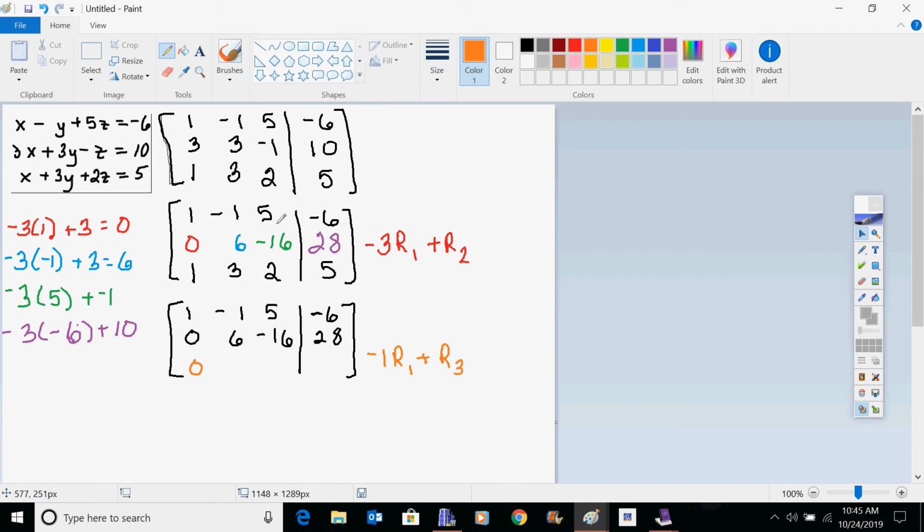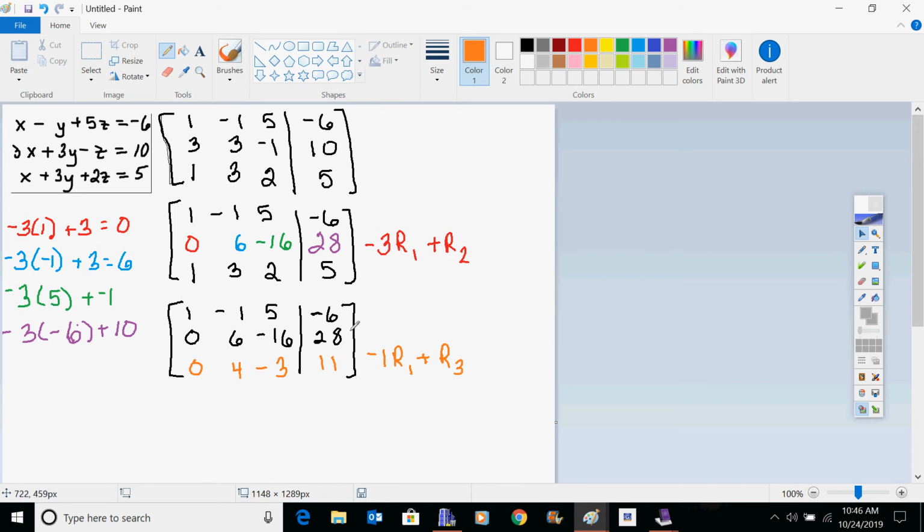So let's do the next one. Negative 1 times negative 1 is 1 plus 3 is 4. Negative 1 times 5 is negative 5 plus 2, negative 3. Let's double check that one because I was hearing both numbers and I don't want to get confused and have something incorrect. Negative 1 times 5 is negative 5 plus 2 is negative 3. Negative 1 times negative 6 is 6 plus 5 is 11.